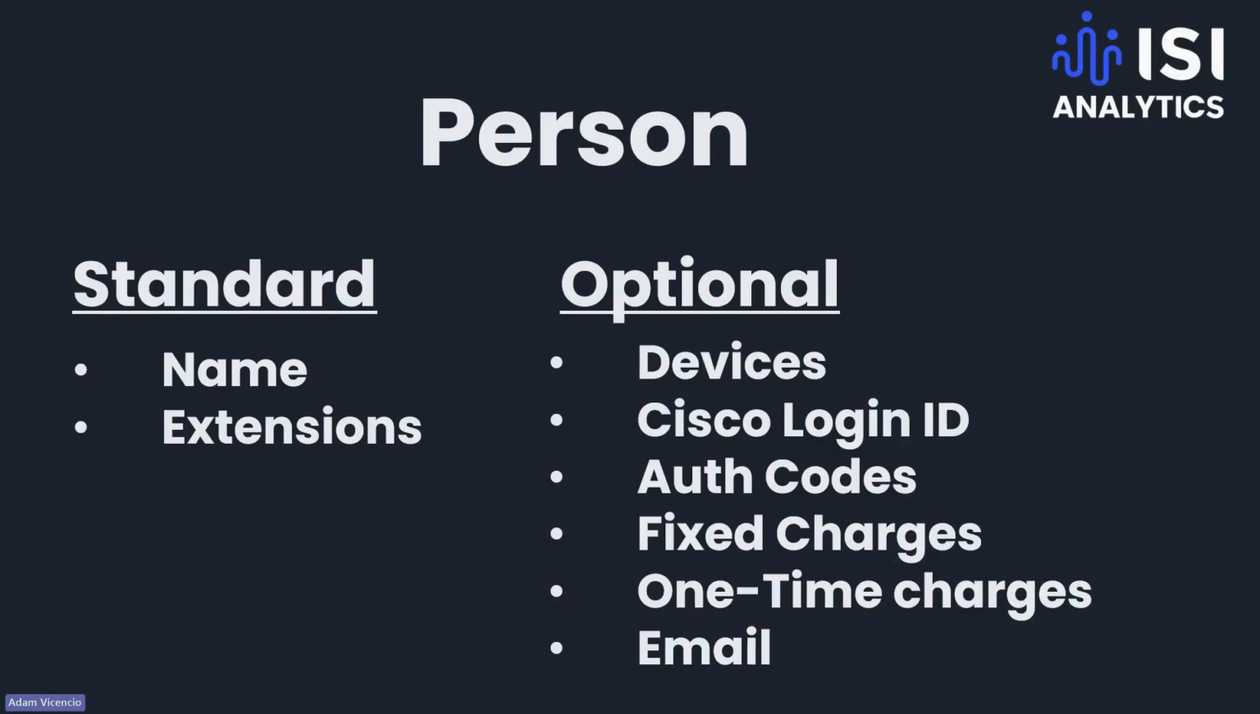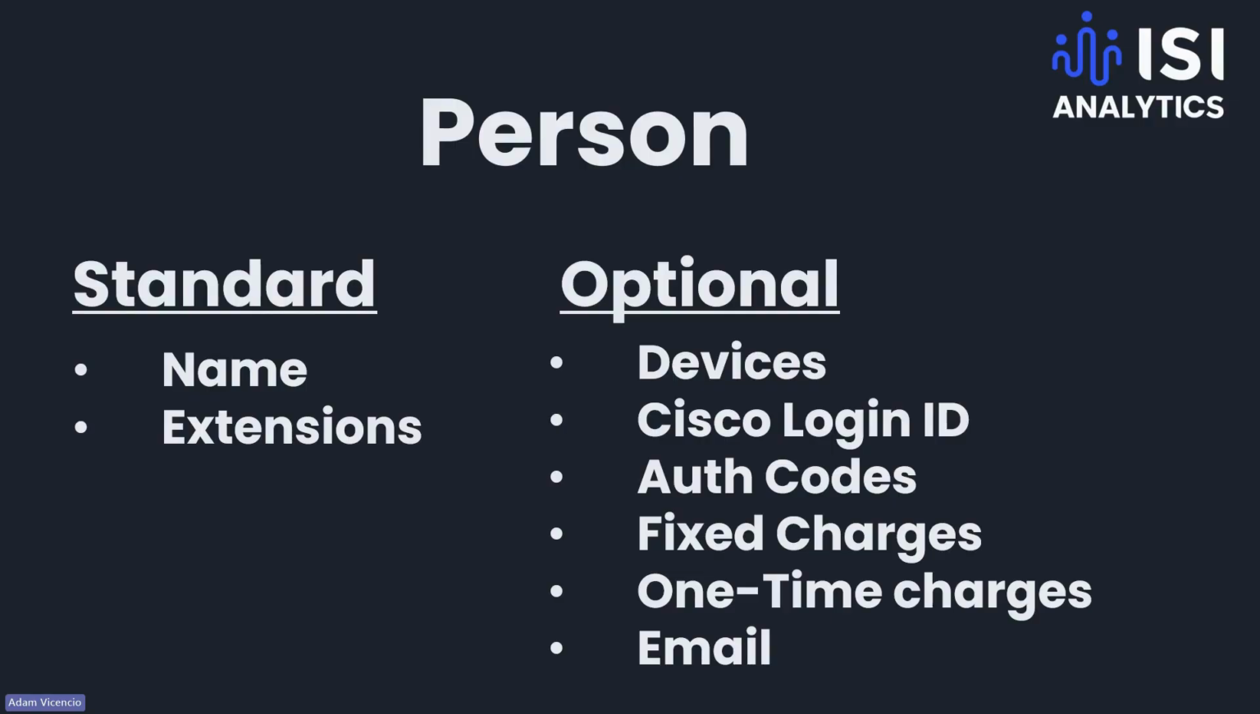You need a name to a person, and you need an extension that's associated with it. If they have no extension, nothing's going to be reported on them. Nothing will come up because there's nothing to match them to the raw data that comes through. But some optional fields that you might want to include in the directory are going to be device information, Cisco login information, their auth codes if that is something you're supporting. You can also do fixed and one-time charges.